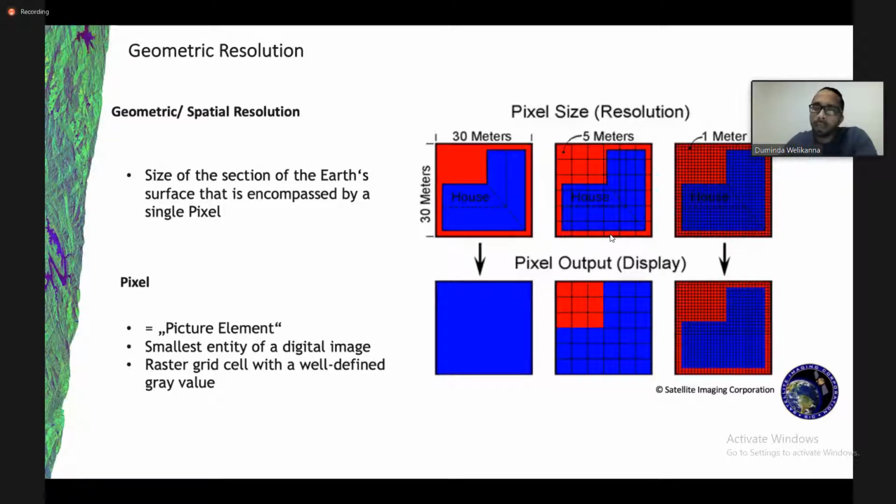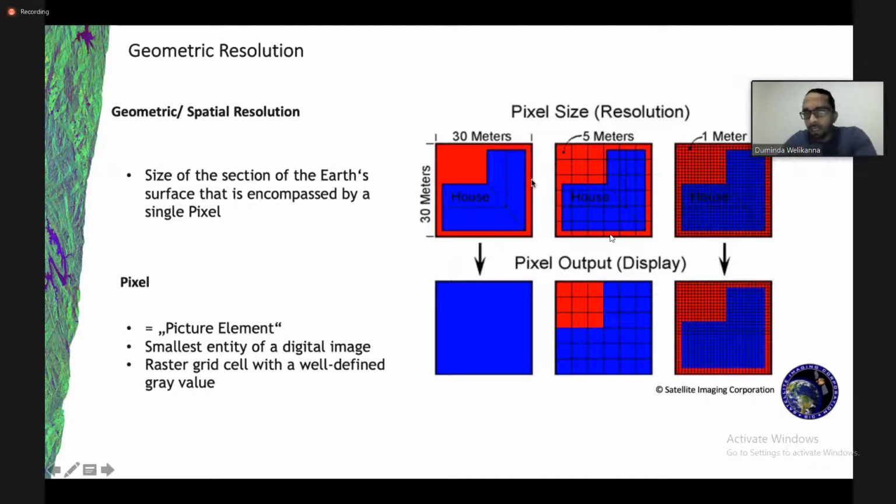It can see the smallest area. There is a limit in where it can see the smallest area. So the smallest region that the satellite sensor can see and can be recorded is called the spatial resolution or geometric resolution of that satellite sensor.